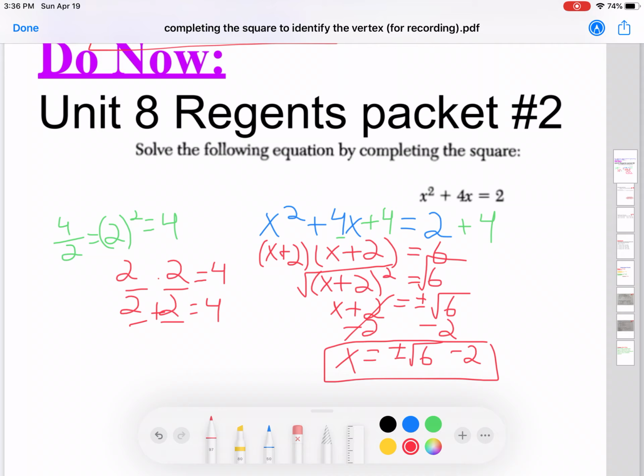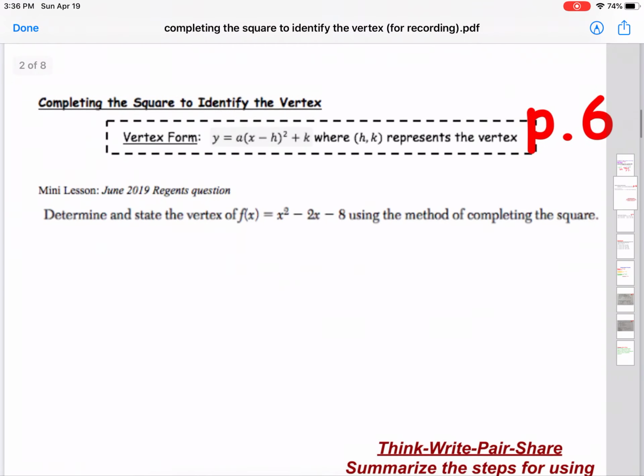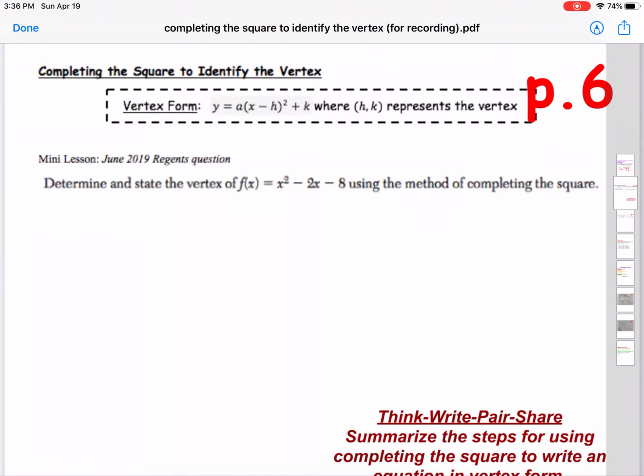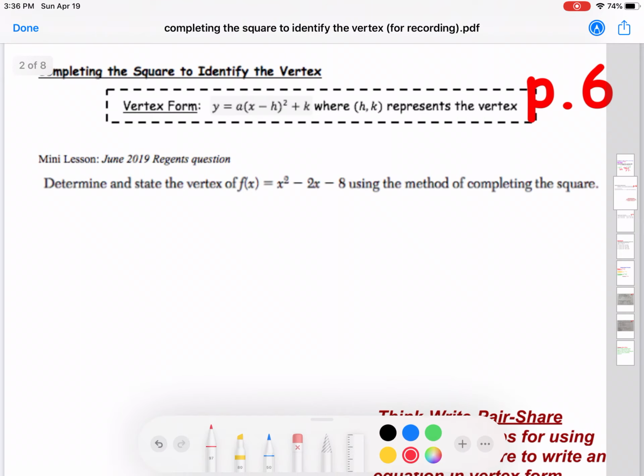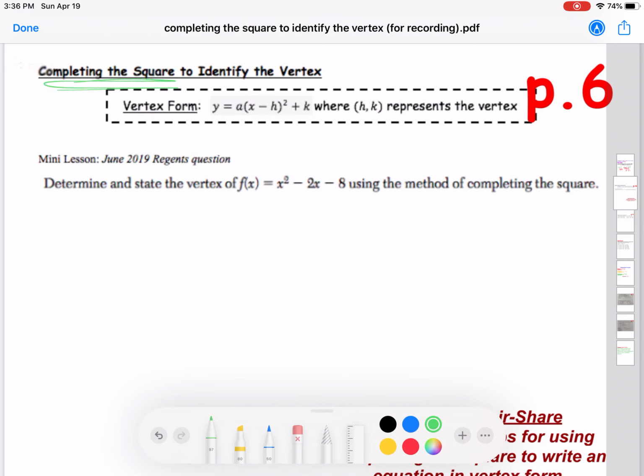So again, those are the steps for completing the square. If you need a reminder of those steps, go back to your part 2 of solving quadratics packet, and those steps are on page 7. For this lesson here, we're going to be looking at page 6 in our new packet, Graphing Quadratic Functions. And you'll notice that today we're trying to use completing the square in order to identify the vertex.